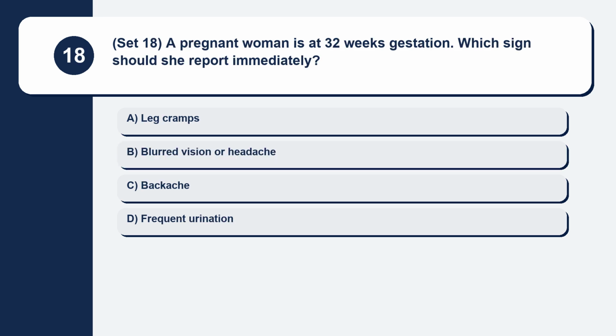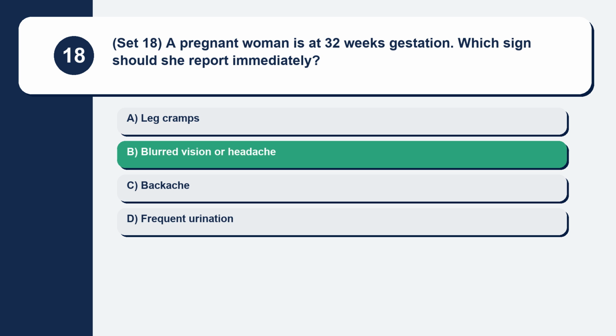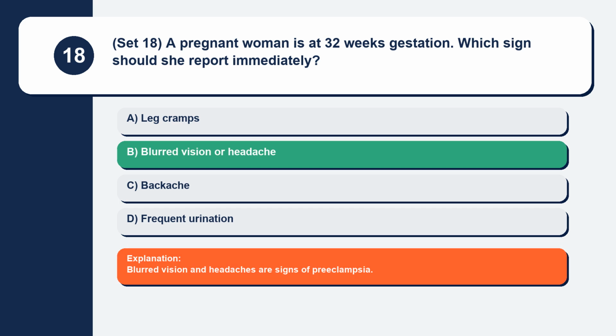Question 18. Set 18. A pregnant woman is at 32 weeks gestation. Which sign should she report immediately? Leg cramps, blurred vision or headache, backache, frequent urination. Blurred vision and headaches are signs of preeclampsia.